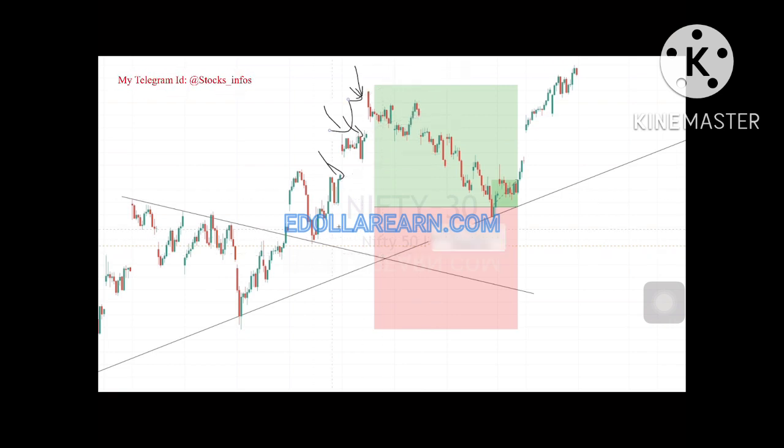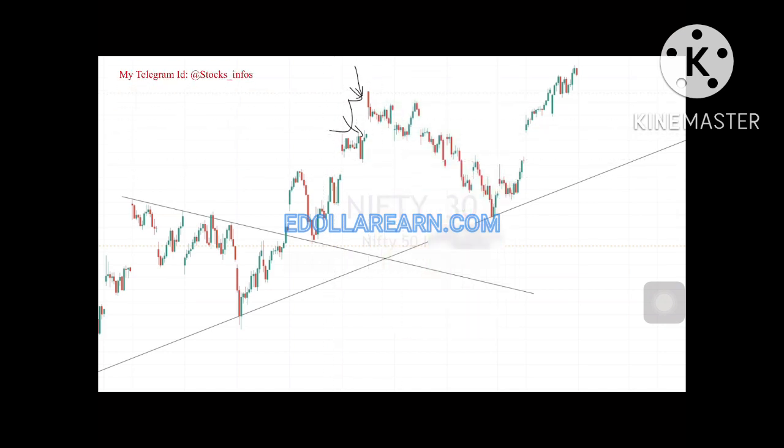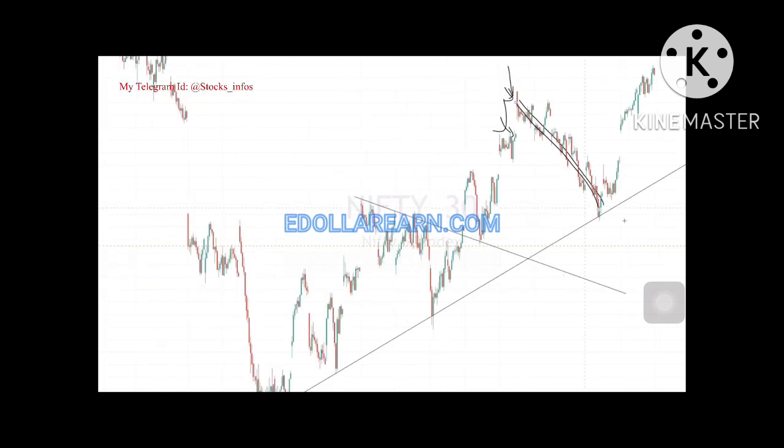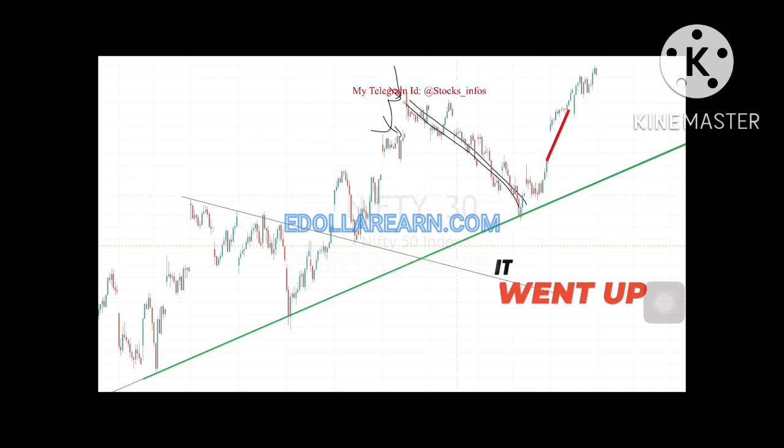All right, so let me delete all this. And what happened, there was a very good consolidation. This move is entirely a consolidation. It touched this trend line, correct, and it went up. So what did I do?